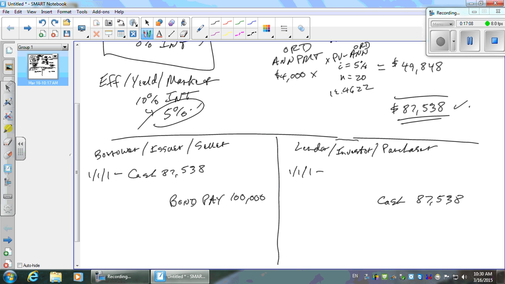$100,000. And then we have a difference of 12,462. Is that what that is? You got to make your journal entry balance. What's that? Not yet. It's going to be interest expense later. You're right, because we're going to pay him back 100, and we only got 87,538. I'm not going to pay him back 100. I'm going to pay him back 180. Aren't you? 80 of interest payments in cash plus 100 face value.